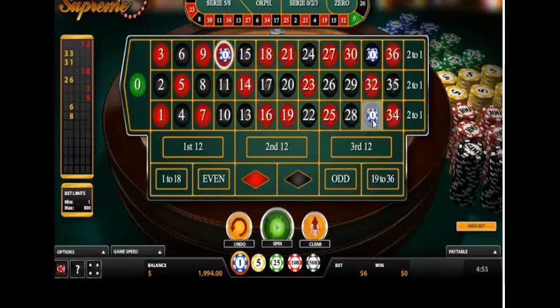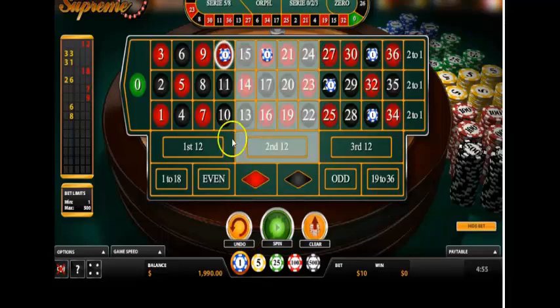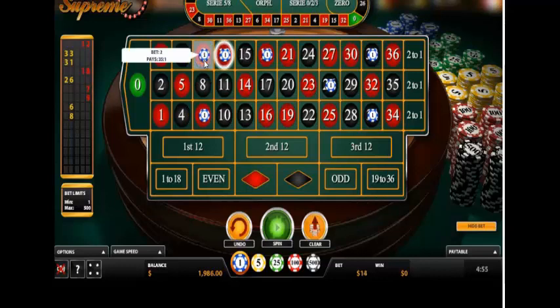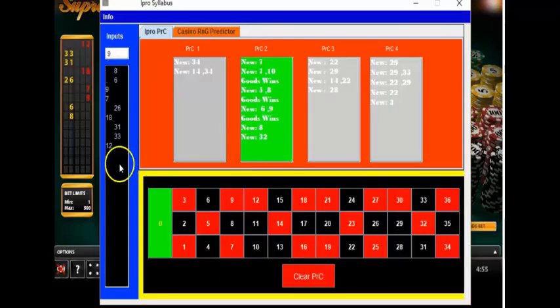31, 18, 26, 7, 9, 6, 8. And now your sidebar numbers have been entered.